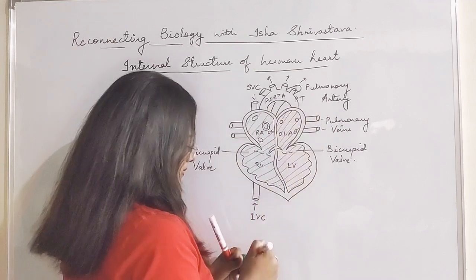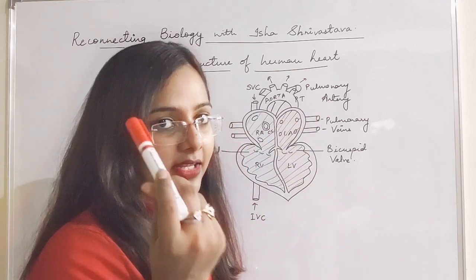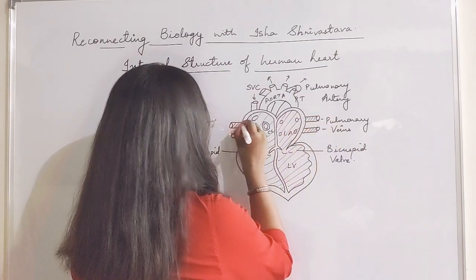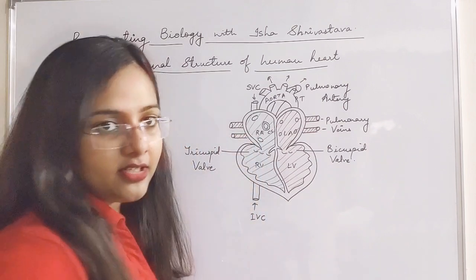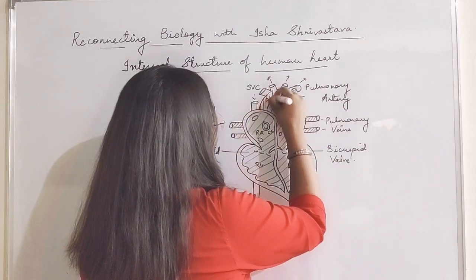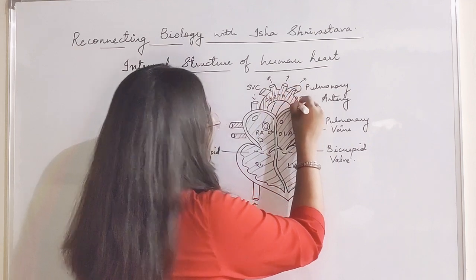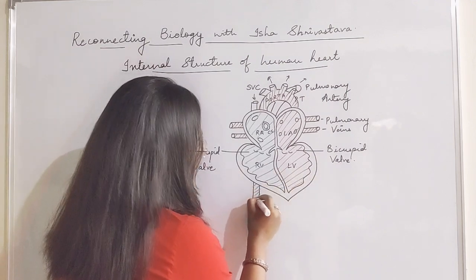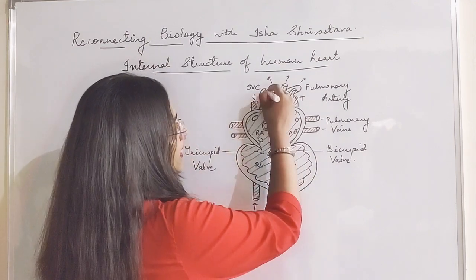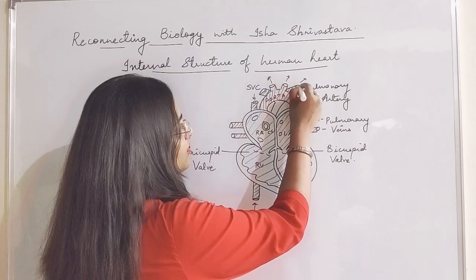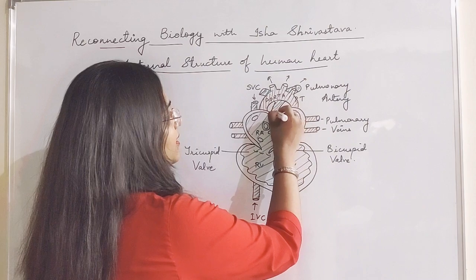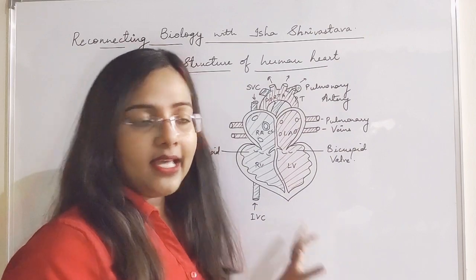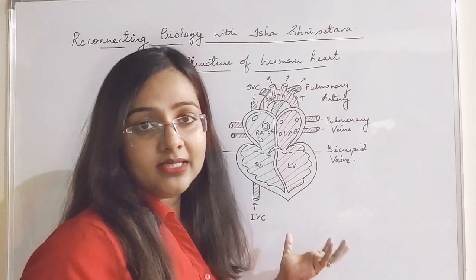Now talking about the blood vessels. The blood vessels which I will show with red will carry the oxygenated blood. The pulmonary veins carry the oxygenated blood. The aorta carries the oxygenated blood, while the inferior vena cava, the superior vena cava, the pulmonary artery, the pulmonary trunk, all these carry the deoxygenated blood. So this is how the heart internally looks, and this is how you can draw the diagram for fetching good marks in the exam.